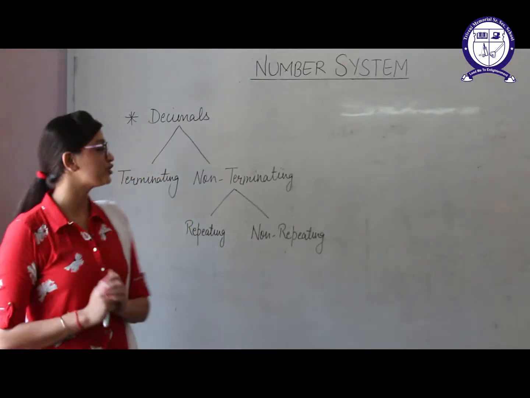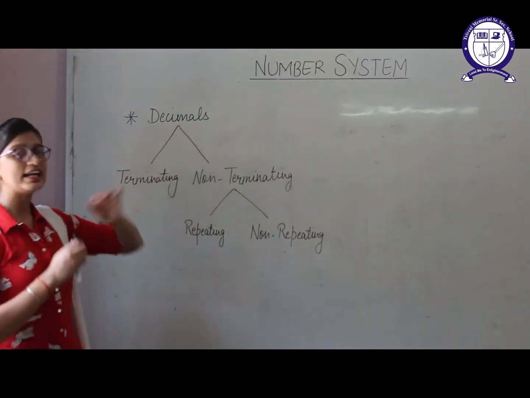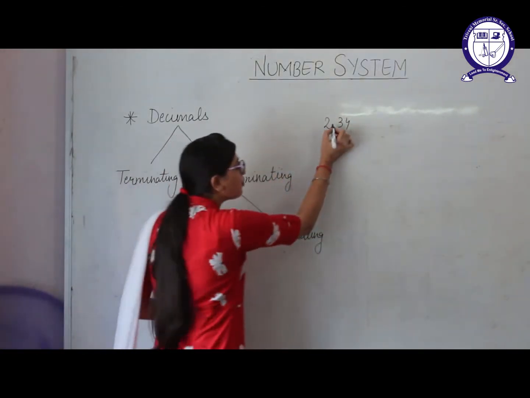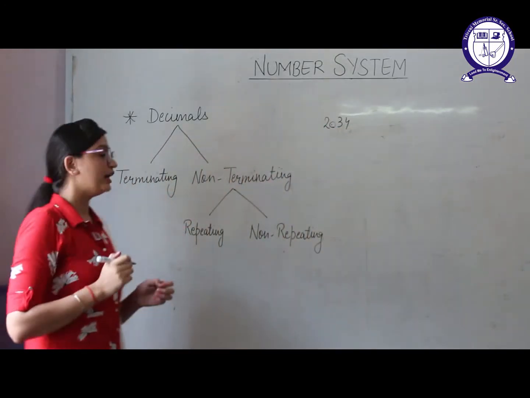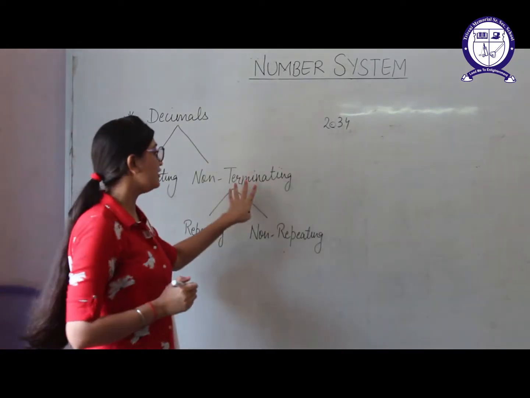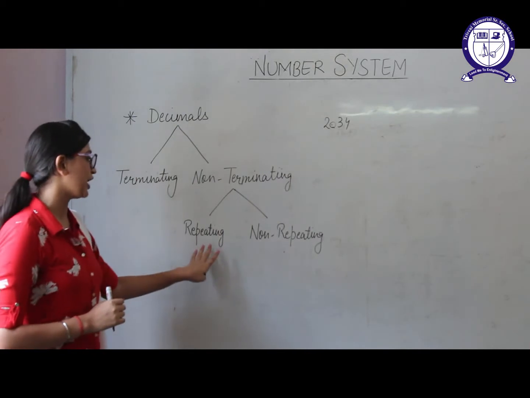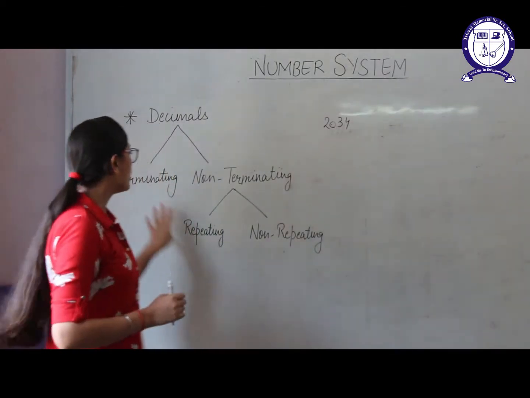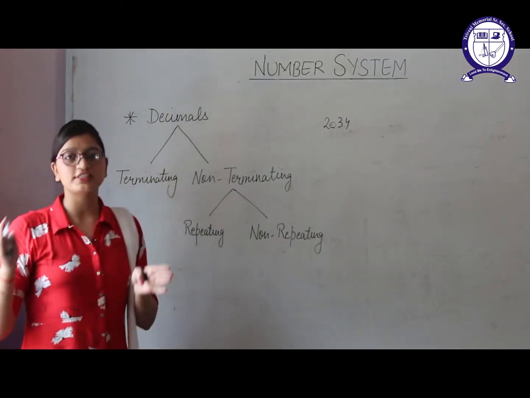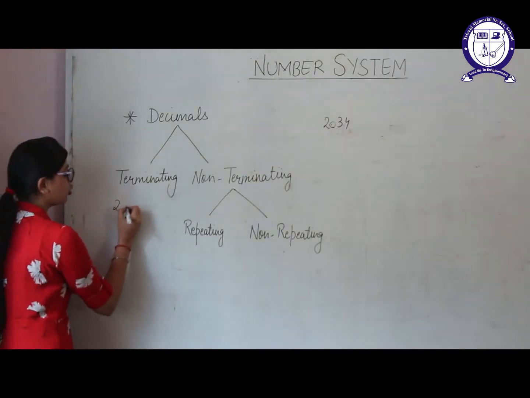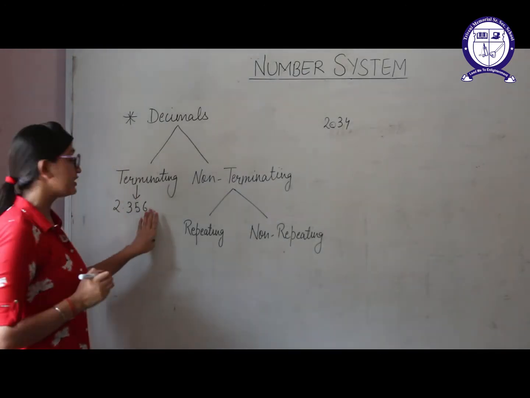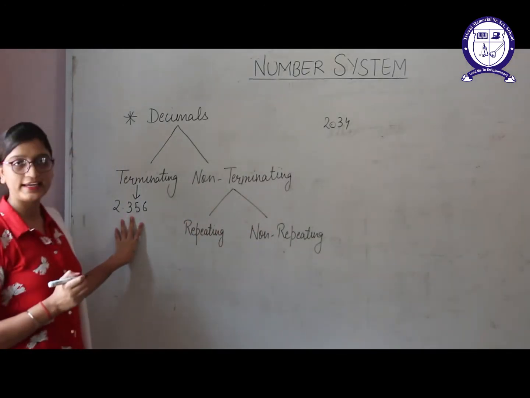Now coming to our next topic, that is decimals. What are decimals? If I write a number like 2.34, then this point is the decimal. Now decimals are of two types, terminating and non-terminating. And non-terminating are further divided into two types, repeating and non-repeating. So what is a terminating decimal? Terminating decimals are the decimals which end after some points. For example, 2.356. It ends at 6. It doesn't go further. So it's a terminating decimal.